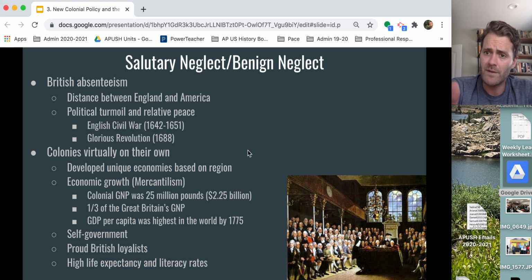By the 1750s, so 150 years into colonization, the colonial gross national product, this GNP thing, that's a collection of how much they're producing, in value of raw materials and goods, is 25 million pounds a year, which accounts today to approximately $2.25 billion. So the colonies are producing a ton of value to the economic system of England.